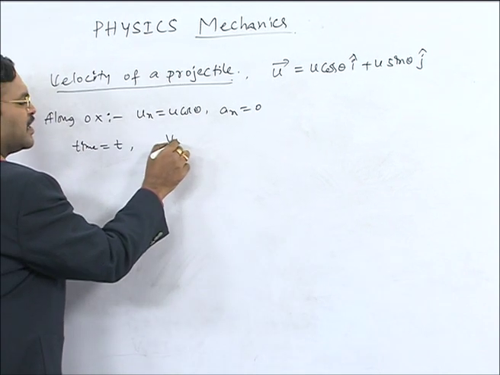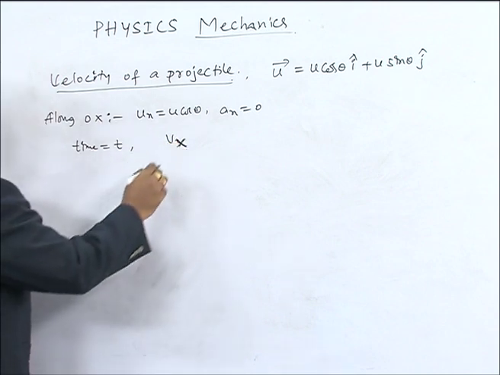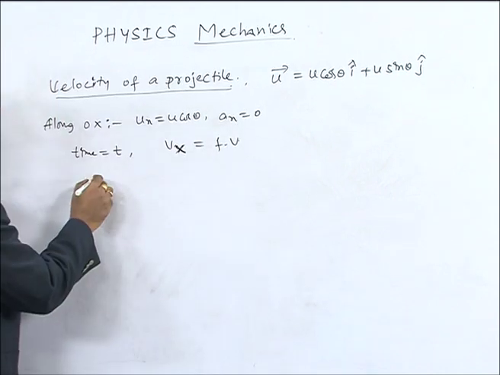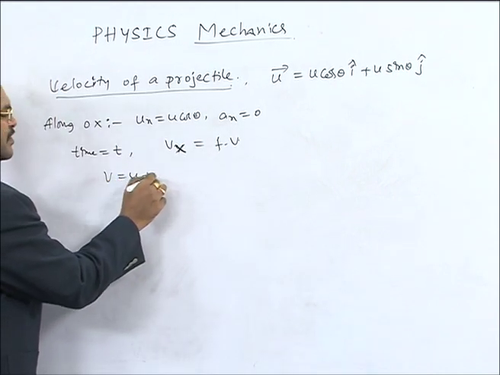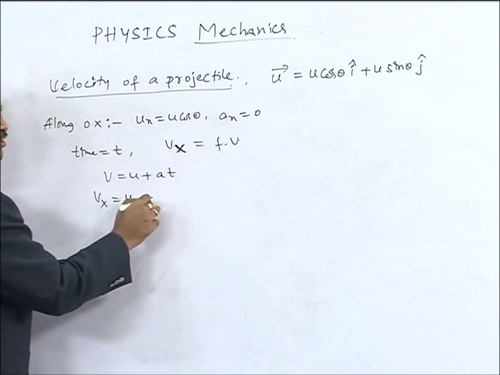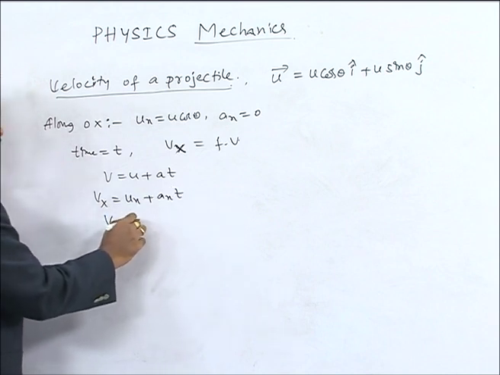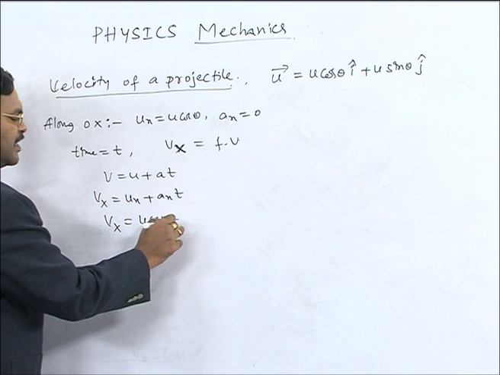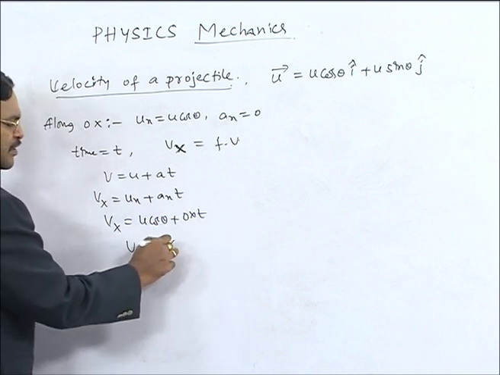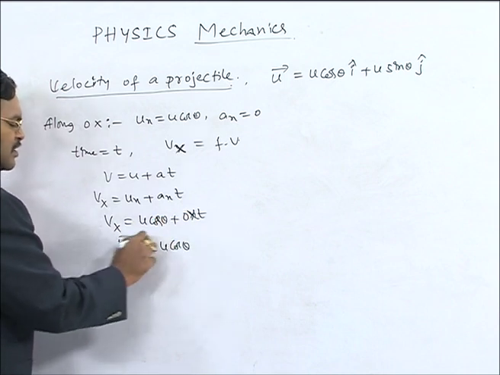The final velocity we want to calculate is Vx. We calculate it using V is equal to u plus at. Along the horizontal direction, Vx is equal to ux plus ax into t. So Vx is equal to u cos theta, ax is 0 into t, so Vx is equal to u cos theta.